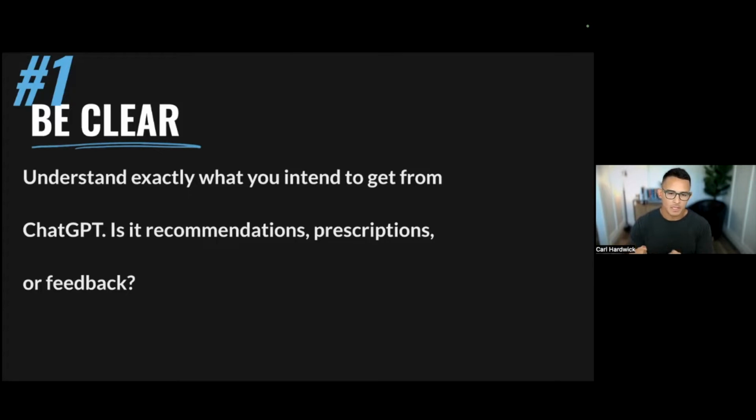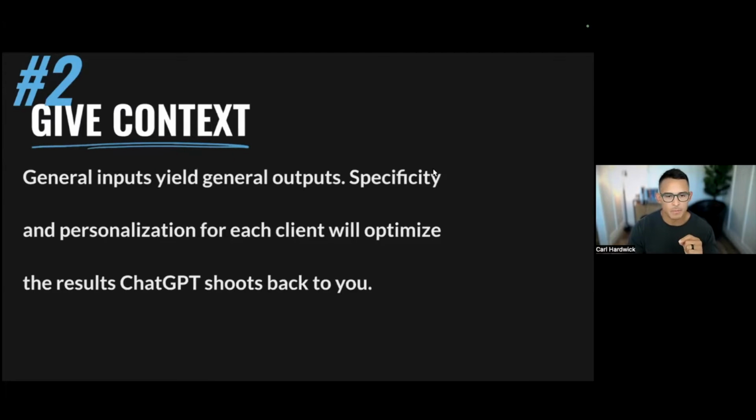The clearer our intentions are, the more actionable the outputs the platform provides us will be. So understand exactly what you intend to get from ChatGPT. Is it a recommendation? Is it a prescription? Is it feedback? Is it inspiration? Is it additional ideas? Is it research based on the ideas that you already have? Be really clear with ChatGPT about what you intend to get out of it. Having clarity is principle number one.